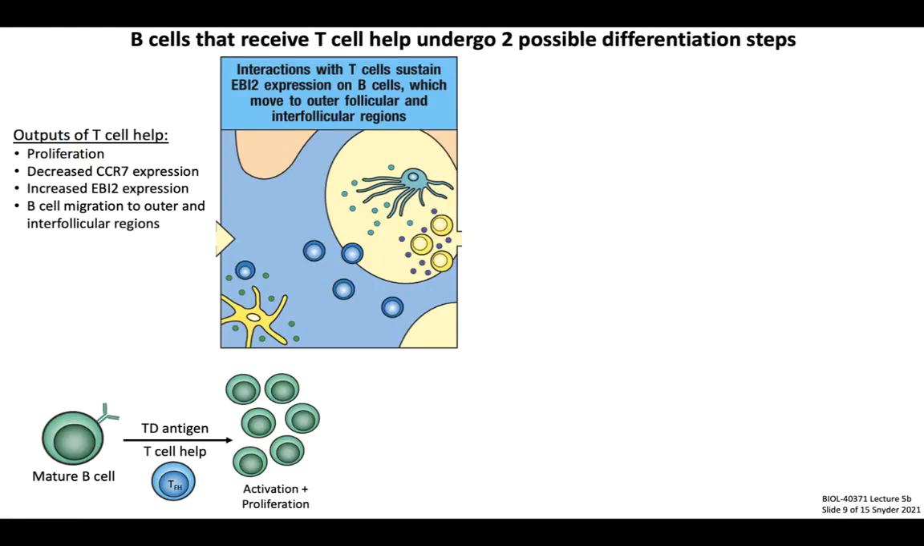B cells that receive T cell help induce the variety of transcriptional programs that we summarized a couple of slides ago. Some outputs of T cell help include B cell proliferation, as well as the decreased expression of CCR7. This is paired with increased expression of EBI2, which results in B cell migration to the outer follicle as well as the interfollicular regions. The precise localization of these activated B cells and the cell types that they interact with then determine whether these B cells can go down one of two fate-determining pathways.